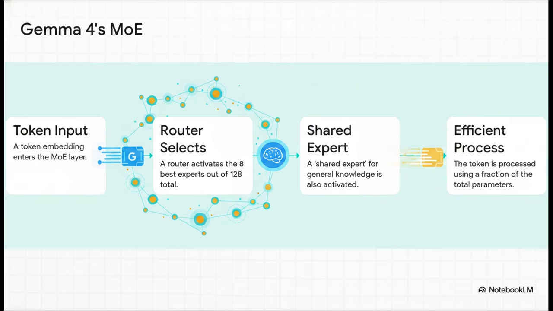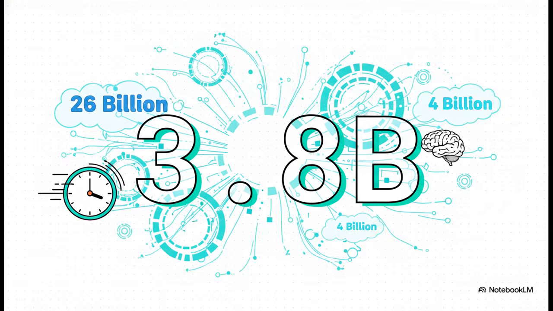So let's look at how Gemma 4 actually does this. In their 26B model, we're not talking about just a few experts. Oh no, there are 128 of them. And for any little piece of data, the router zaps it over to the 8 best experts for the job. On top of that, there's a shared expert, kind of like the general knowledge expert, that's always on. So what you get is the brainpower of a huge network, but the speed and cost of a much, much smaller one. It's brilliant.